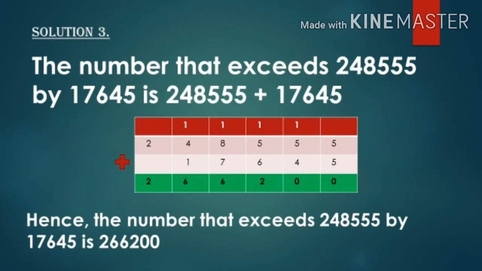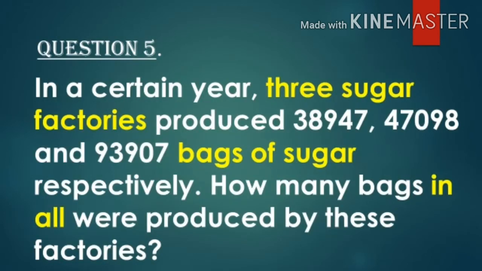Now let's form the statement. You will write here the number that exceeds 2,48,555 by 17,645 is. After that, you will arrange these numbers in column and find the sum. By adding, the sum you have got is 2,66,200. So you will write the last statement that 2,66,200 is the number that exceeds 2,48,555 by 17,645. Let's see question number 5.